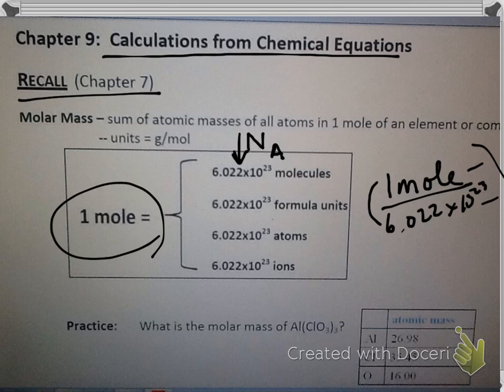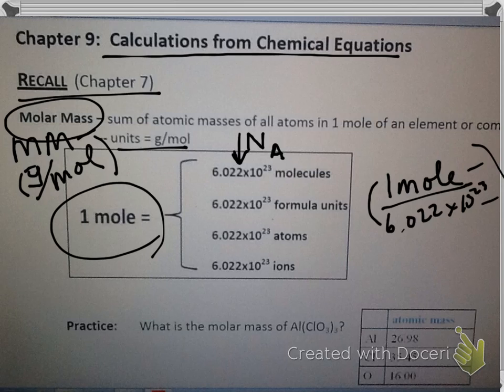We also talked about the molar mass. Remember talking about the molar mass of compounds? The molar mass units are always grams per mole. And molar mass is the sum of all the atomic masses of all the atoms in a compound, or if you're just an element, it's just the mass of the atom, for 1 mole. So how much does 1 mole of atoms weigh, or how much does 1 mole of the compound weigh? So it's grams per mole. Remember that we had to calculate the molar mass.